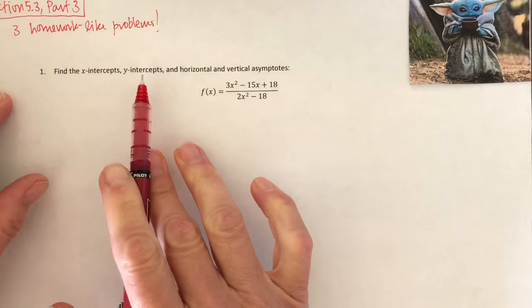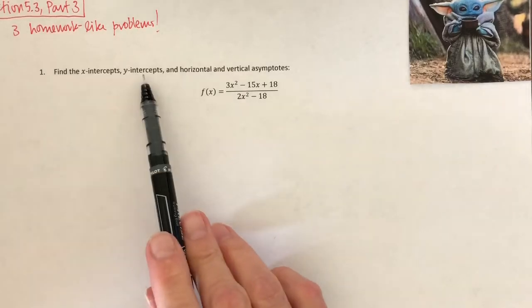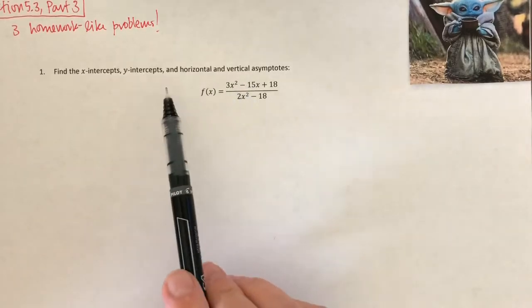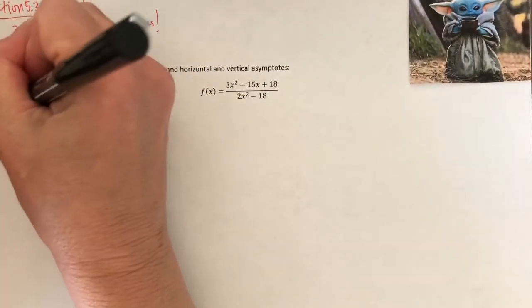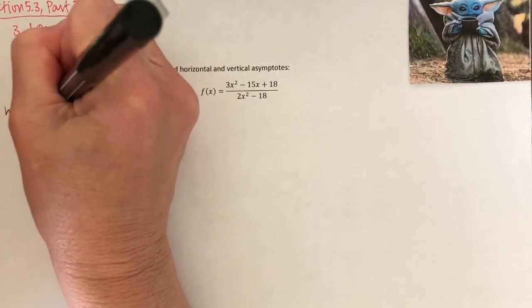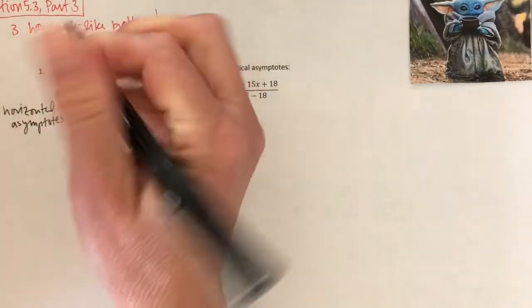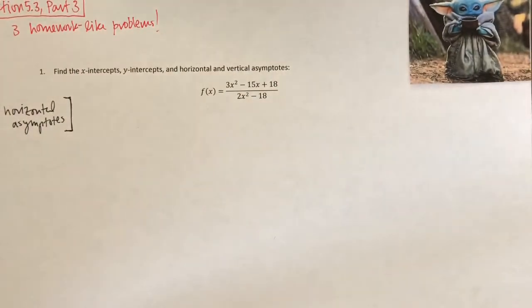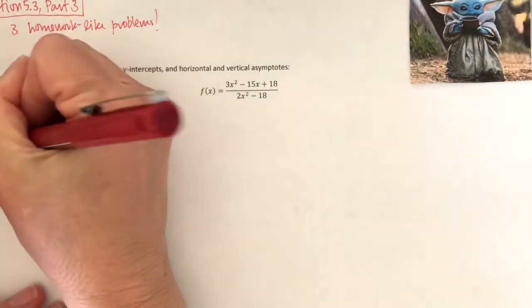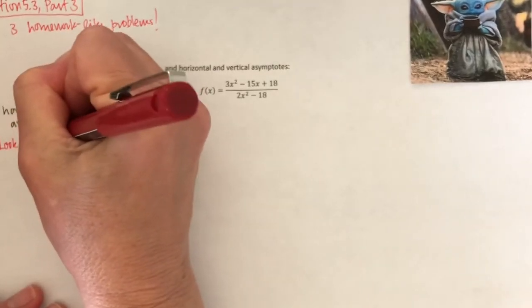Find the x-intercepts, y-intercepts, and horizontal and vertical asymptotes for this rational function. So we're asked to find 4 different things. The easiest one to find is horizontal asymptotes, so we're going to start there. To find the horizontal asymptotes, remember that we want to look at leading terms, because those are the terms that dominate as x goes to plus and minus infinity.